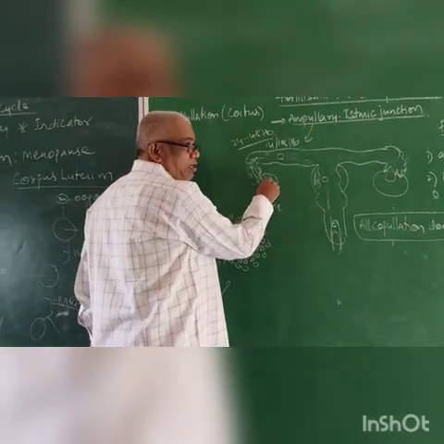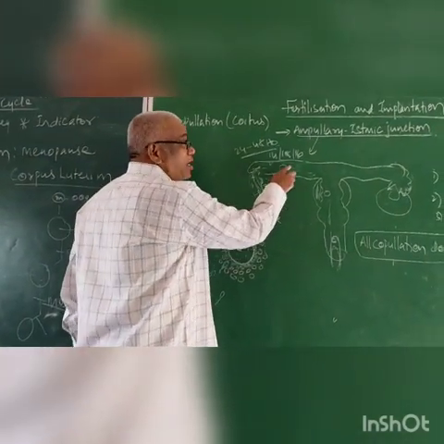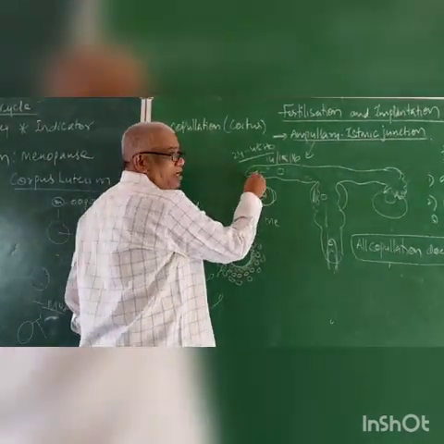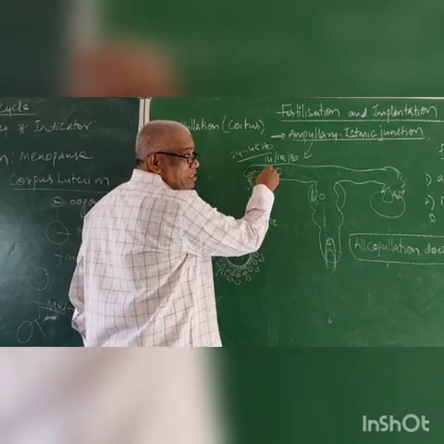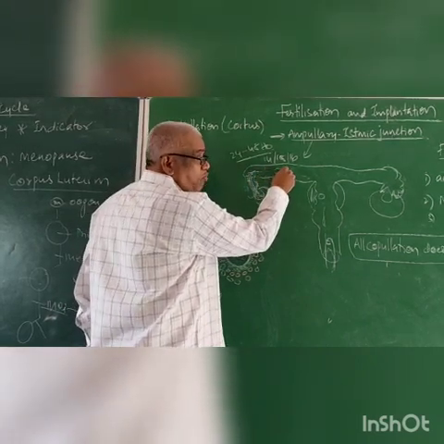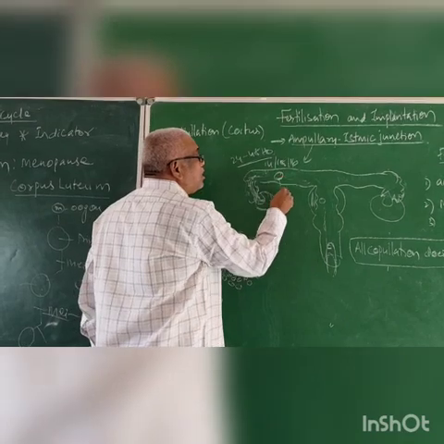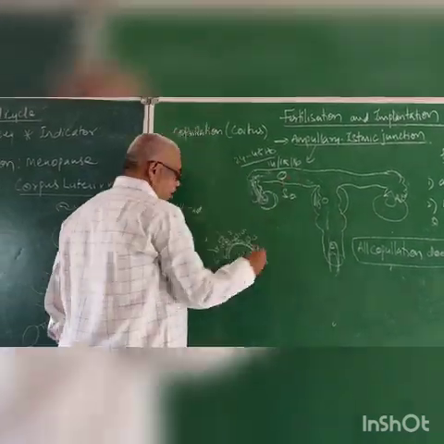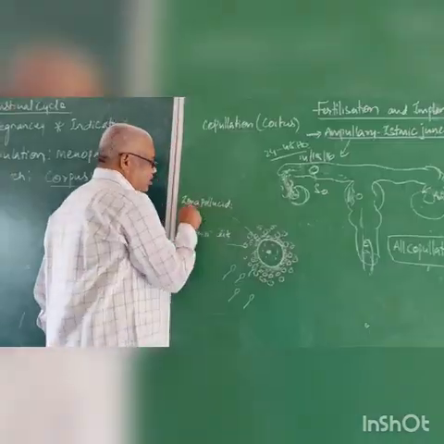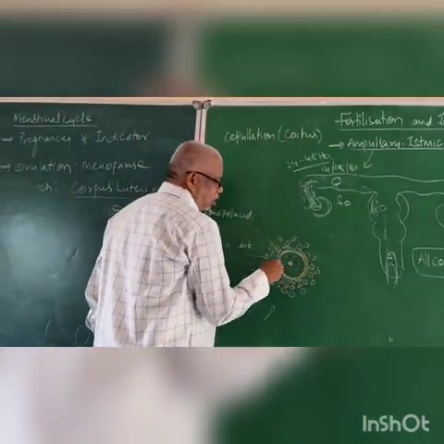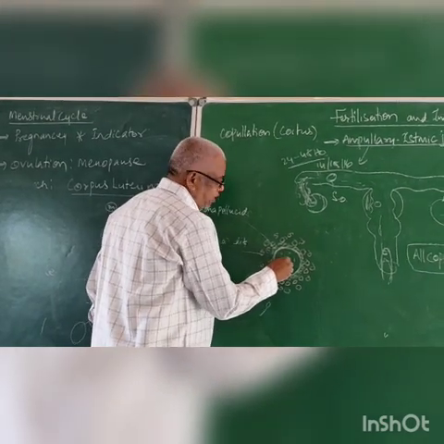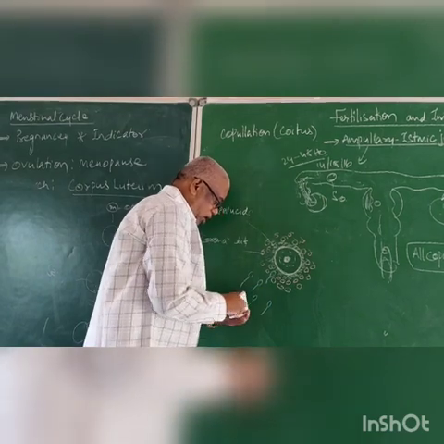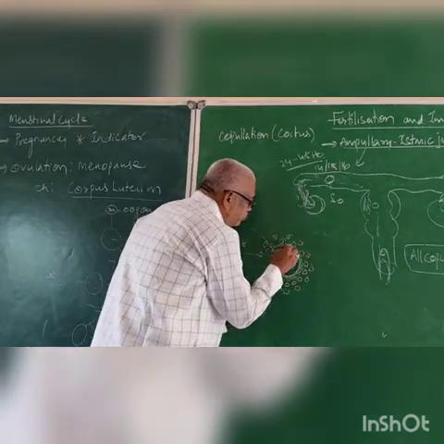Where does meiosis 1 occur? Ovary. Meiosis 2 occurs in the fallopian tube. That means at the time of ovulation, the egg is released and passes into the fallopian tube as a secondary oocyte, not an egg. Now this is a secondary oocyte. Nucleus of the secondary oocyte, cytoplasm, plasma membrane. This is white. But this is yellow color.